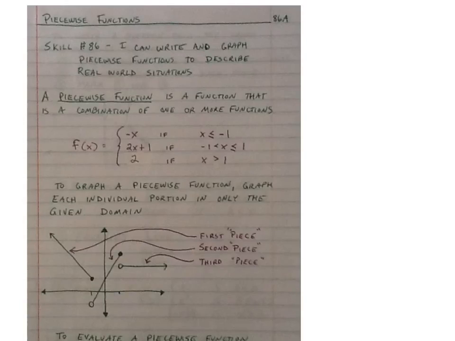A piecewise function is a function that is a combination of one or more functions, and we'll typically be seeing them when it's more than one function. So what we have here is f of x is our piecewise, and we have the first piece where it's equal to negative x if x is less than negative 1, or it's equal to 2x plus 1 if x is between negative 1 and positive 1, or finally the last piece, 2, if x is greater than 1.